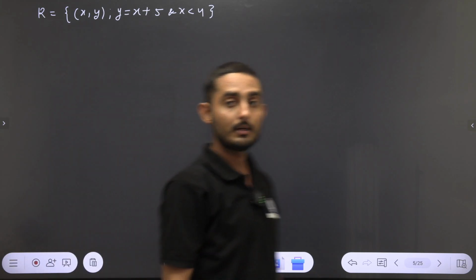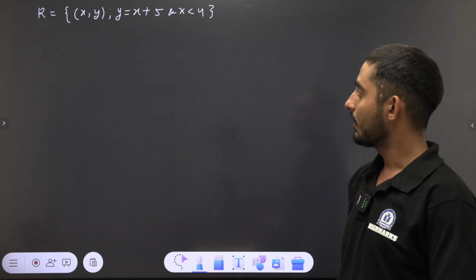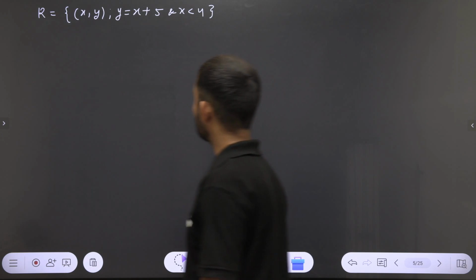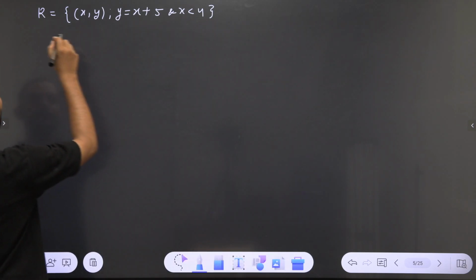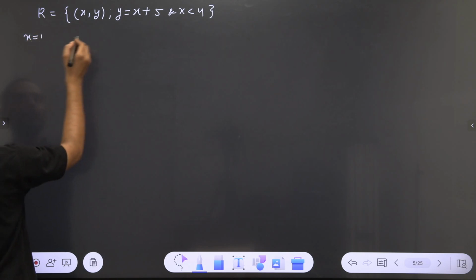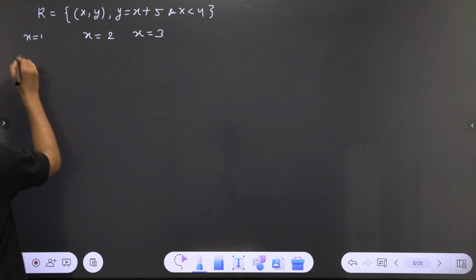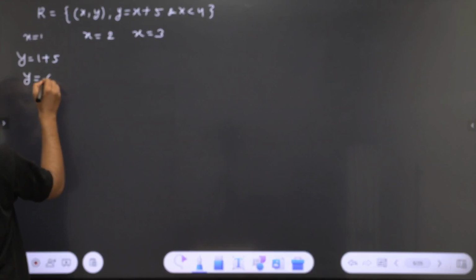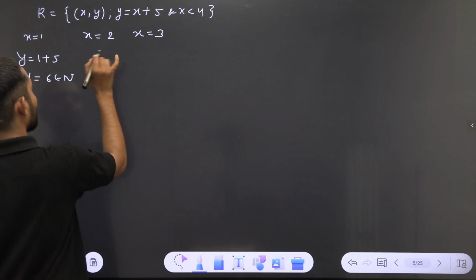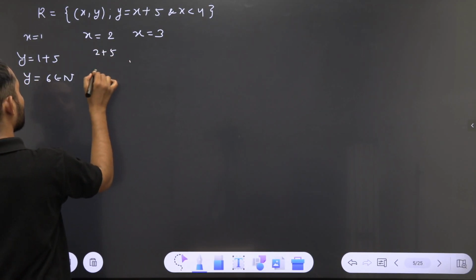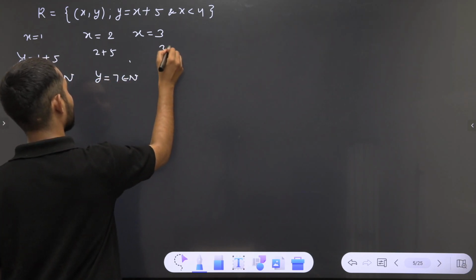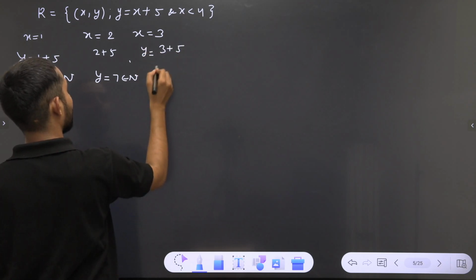Now in this relation we put different values of x and get different values of y. Since x is less than 4, the first natural number is 1, then we put x equal to 2, then x equal to 3. If I put x equal to 1, y equals 1 plus 5, which is 6, a natural number. If I put 2, then 2 plus 5, so y equals 7, a natural number. For 3, 3 plus 5, y equals 8, a natural number.